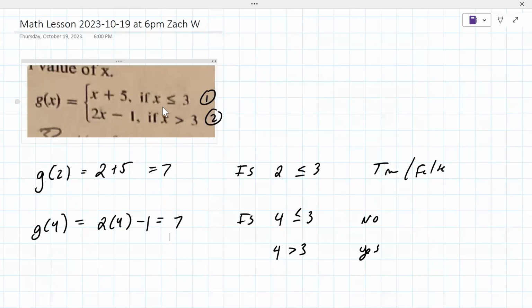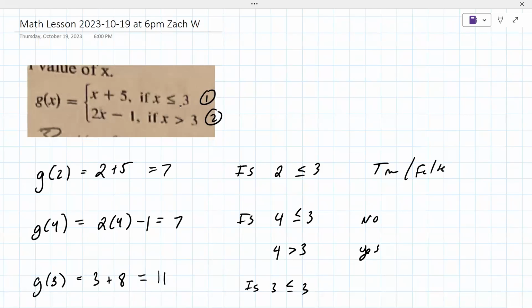Base it off, and then you know what formula to use based off which way the triangles are pointing. Now the hard one here is what is g of 3? So you ask yourself, is 3 less than or equal to 3? Yeah, it is. So that means use the first one, 3 plus 8. So then that's 11.